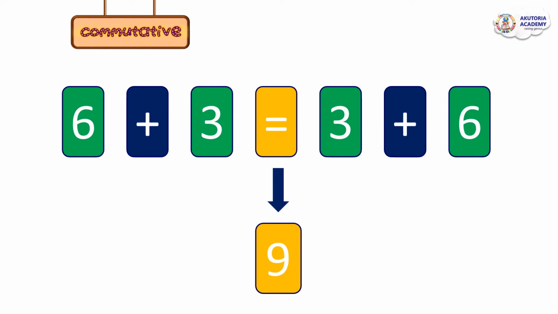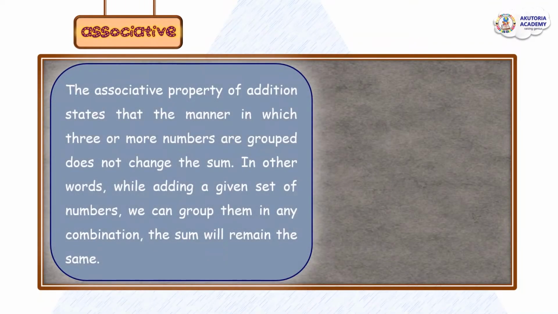The second property we will look at is the associative property. Just like the word association, it tells more about grouping and how addends are grouped. This property of addition states that the manner in which 3 or more numbers are grouped does not change the sum. In other words, while adding a given set of numbers, we can group them in any combination. The sum will remain the same. For associative properties, we must have more than 2 addends or numbers to sum.